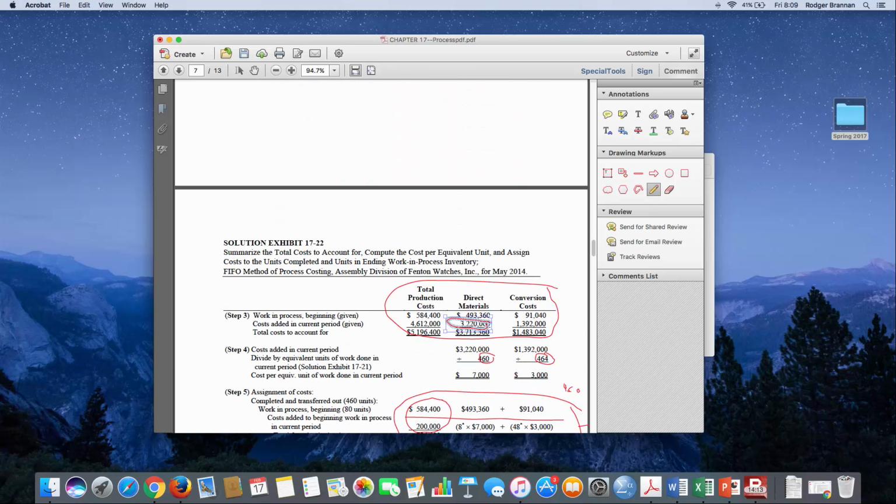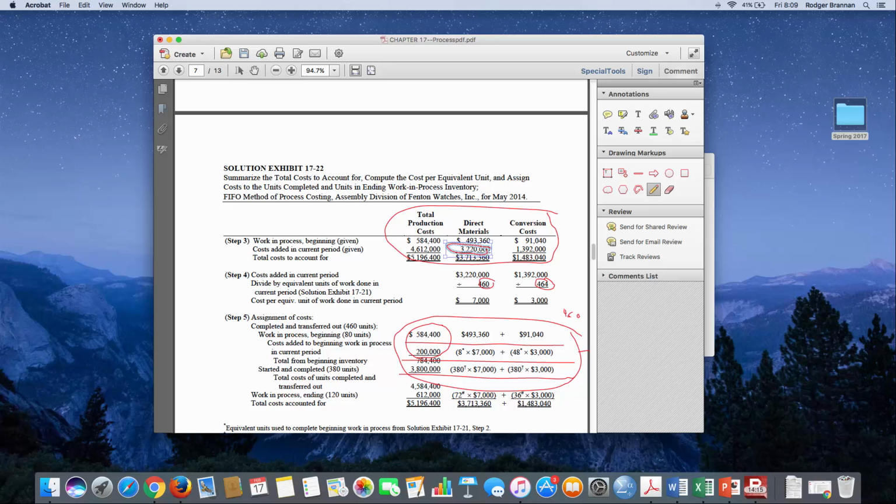The summation of costs is always going to be the same, but I only bring down the costs that were added during this time period. These are going to be brought down here to be added, but not in terms of my equivalent unit cost. Then I have to create these layers of cost.